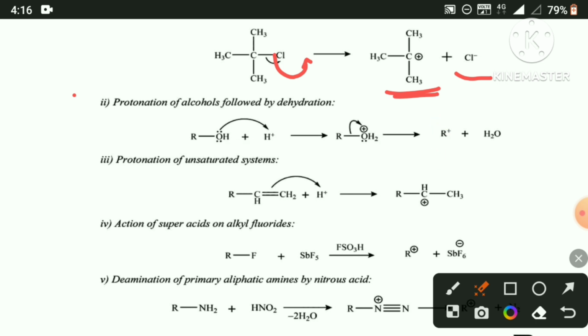So the alcohols first undergo protonation. The protonated alcohols are highly unstable. So the water molecule is removed after protonation.